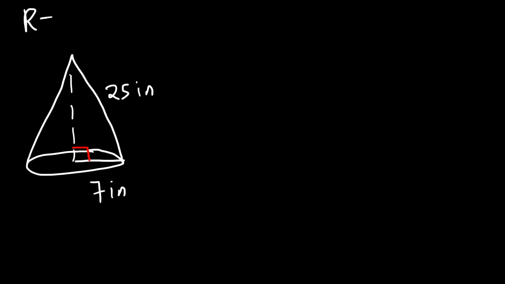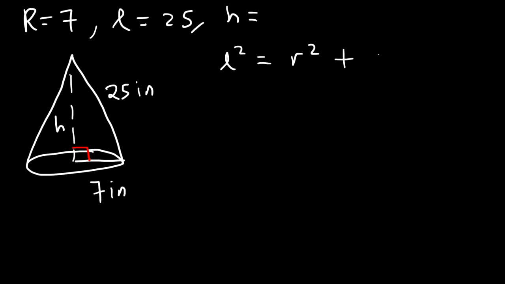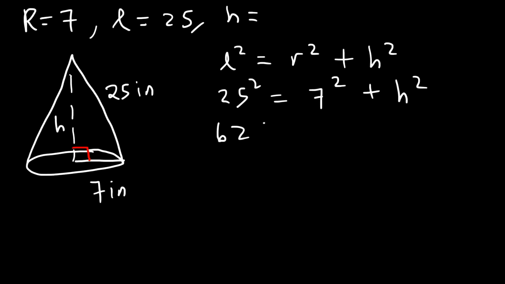So we know that R is 7 and L is 25. What we need to find is H. So let's use the Pythagorean theorem to calculate it. We know that L squared is equal to R squared plus H squared. So L is 25, R is 7, and let's find the value of H. 25 squared is 625. 7 squared is 49.